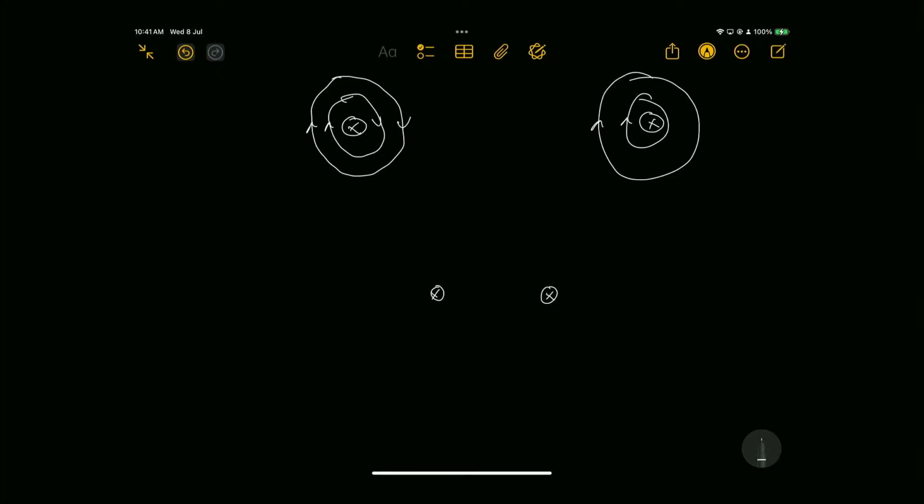Yes, repeat that if you don't mind. You would need to know how to draw the magnetic field around one current carrying wire, also around two wires carrying current in the same direction, and also around two wires carrying current in opposite directions. Okay, thank you, sir. Okay, no problem.